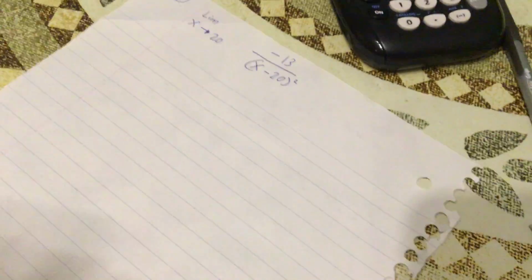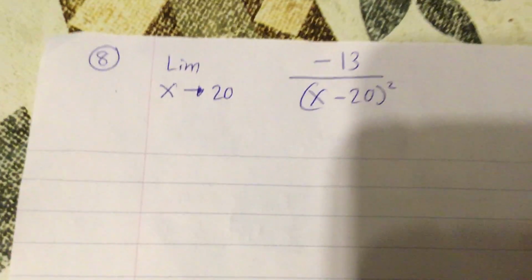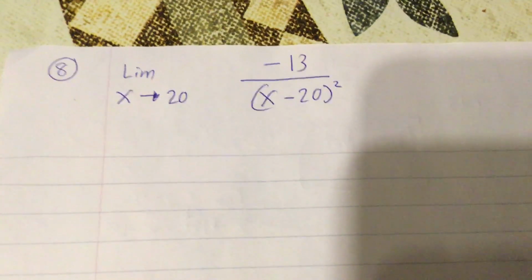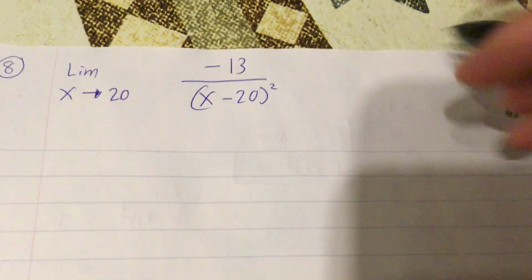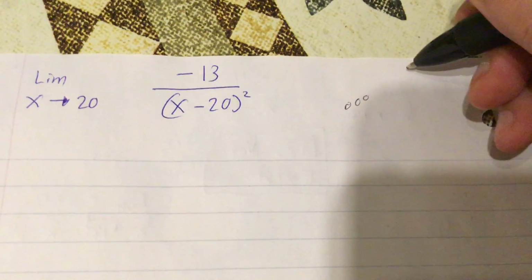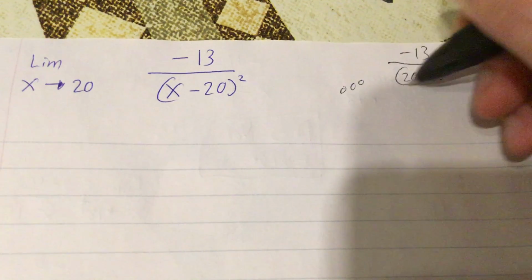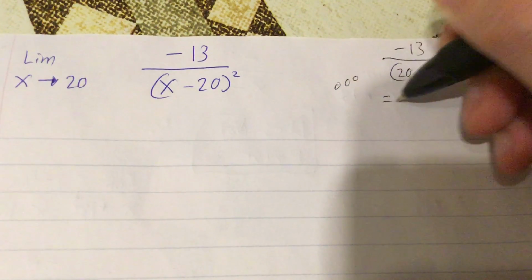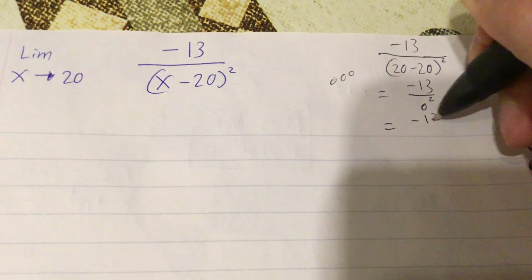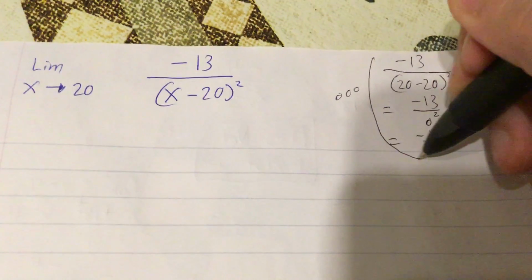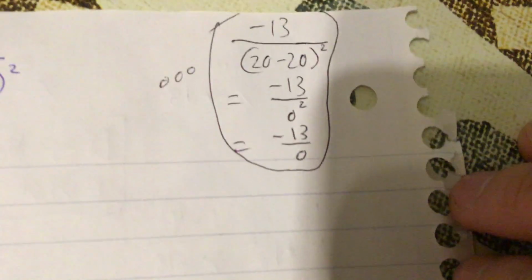Okay, last one, and then we'll call it a day. The limit as x approaches 20 of negative 13 over (x minus 20) quantity squared. So if we plug in x equals 20, I'm not going to be happy, because this is negative 13 over (20 minus 20) quantity squared. So that's negative 13 over 0 squared, which is negative 13 over 0. Yet again, we have a non-zero over 0, so that creates a vertical asymptote.